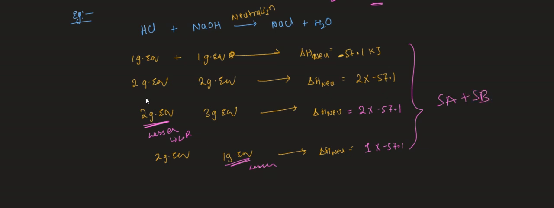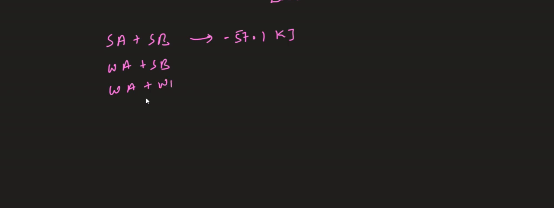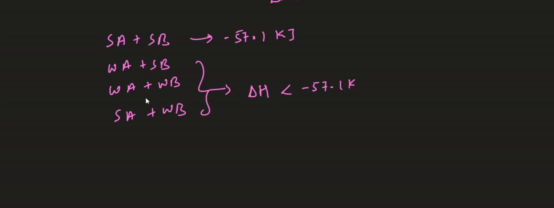Now the question is, ma'am, what happens if I take weak acid and strong base, or weak base and weak acid? Let us try to understand the other combinations. Suppose I take strong acid plus strong base, the value you get is minus 57.1 kilojoules. Now what happens if I take weak acid plus strong base, weak acid plus weak base, or strong acid plus weak base? For the remaining combinations, whatever the delta H value is, it will be less than 57.1 kilojoules.